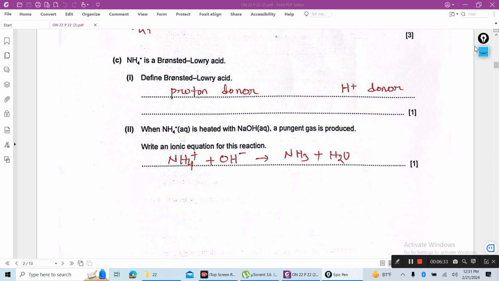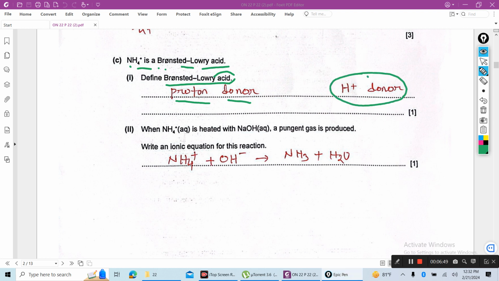Now, ammonium ion is a Bronsted-Lowry acid. Define Bronsted-Lowry acid. Acid means proton donor. Proton means hydrogen ion, it gives a hydrogen ion.